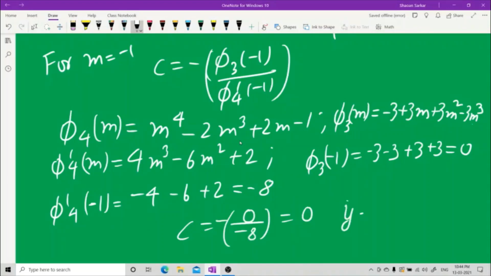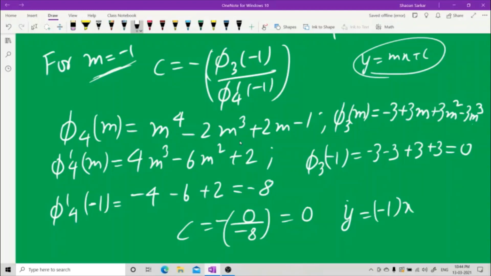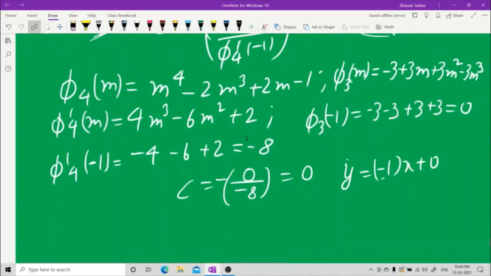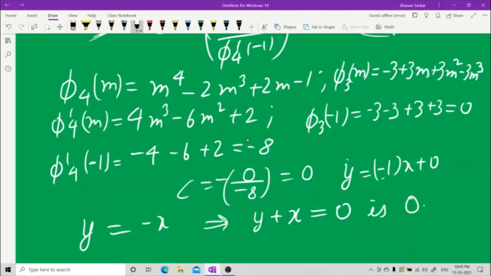So y equal to mx plus c. Y equal to mx plus c is the formula. So what is the value of m? M is minus 1. तो minus 1 x plus 0. यहाँ पे m की वैल्यू क्या है? minus 1 और c की वैल्यू क्या है? 0. तो m के जगह पे क्या लिखा गया? minus 1. In place of m you have written minus 1. So now you have y equal to minus x. So this will give me y plus x. Y plus x equal to 0 is our first oblique asymptote.